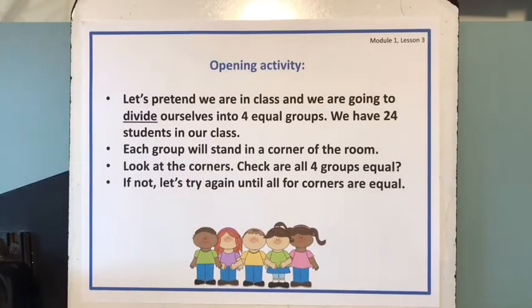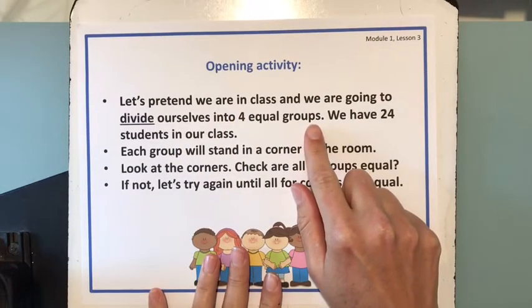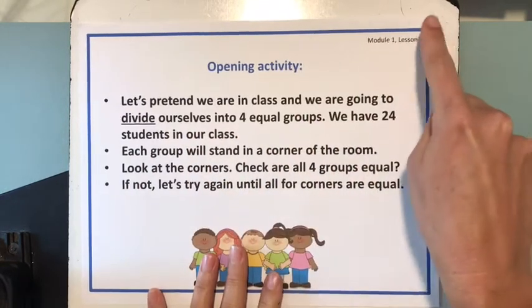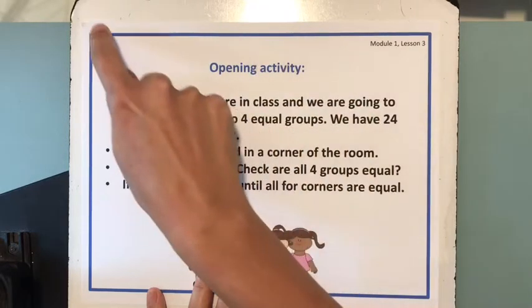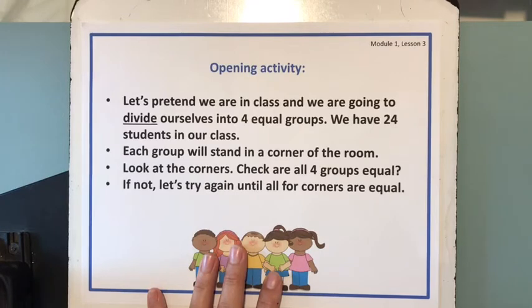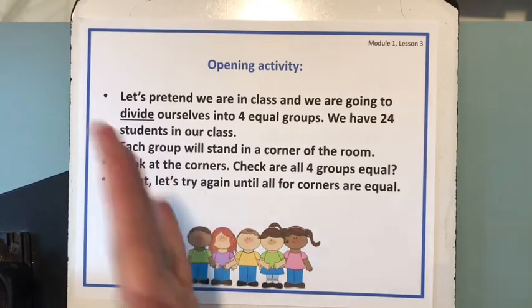So we're going to do an opening activity now, and so I want you guys to put your pretend hats on again. We're going to pretend that we are in class, okay? We are going to divide ourselves into 4 equal groups. So there's kids going to go in one corner, in the other corner, and the other one, and the other one, okay? And we have 24 students in our class, so we have to split ourselves up equally into each corner. So I say, all right, ready, set, go.